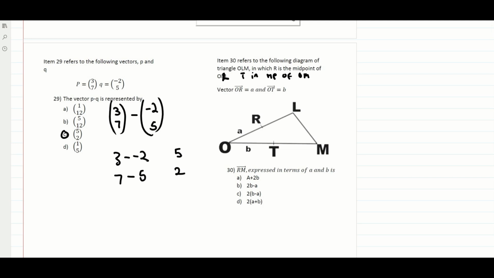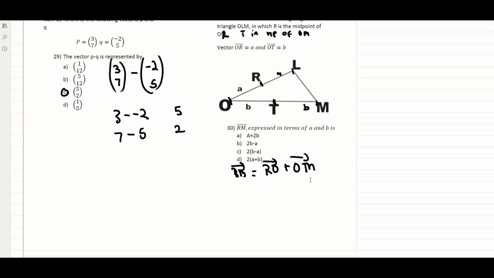Okay, so when they say midpoint, that means that it is in the middle. So from here to here is B, then from here to here will also be B because it's half, right? If from here to here is A, then from here to here is also A. So if I want RM, when they want from R, they're going from here to here and then here to here. So we know RM is going to be RO plus OT, or I could say OM.